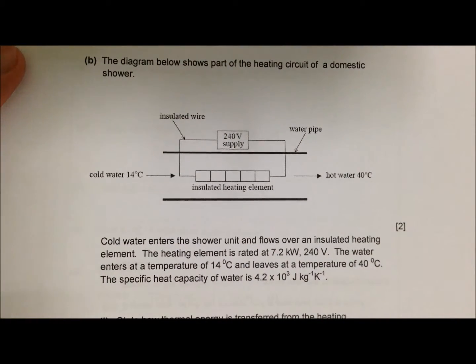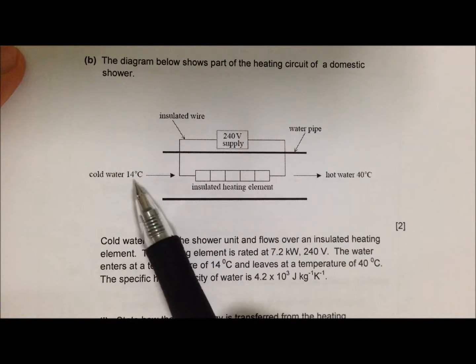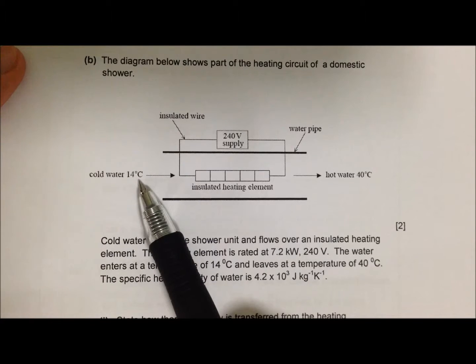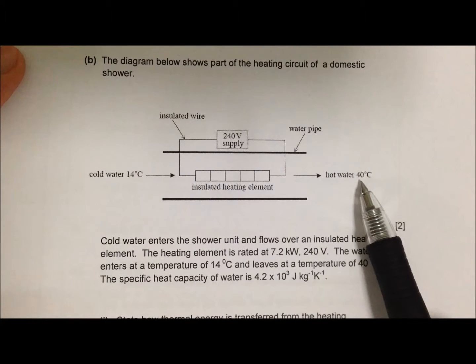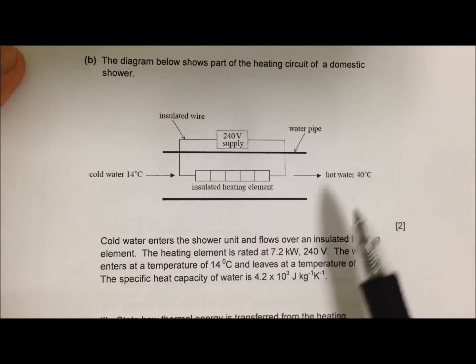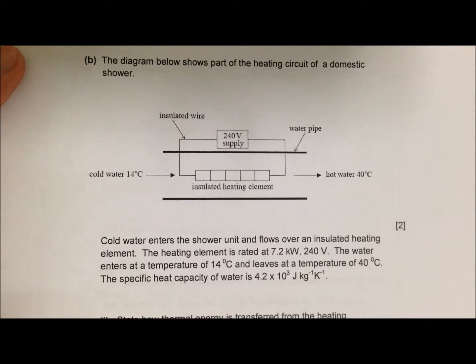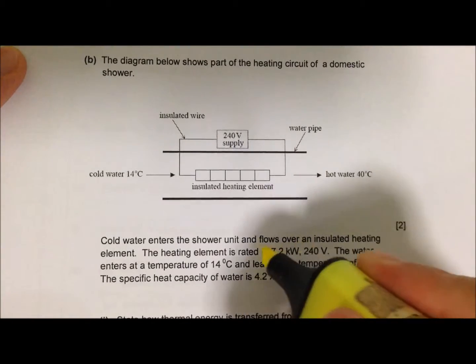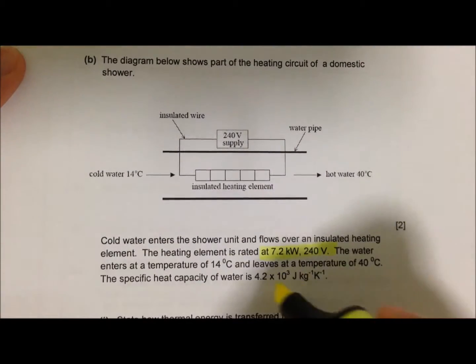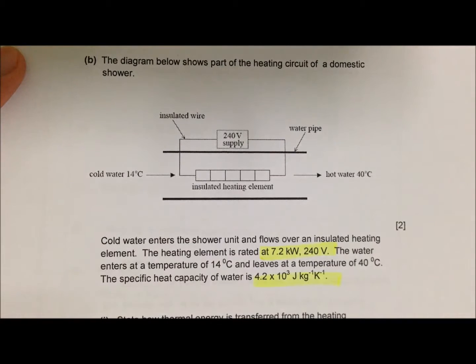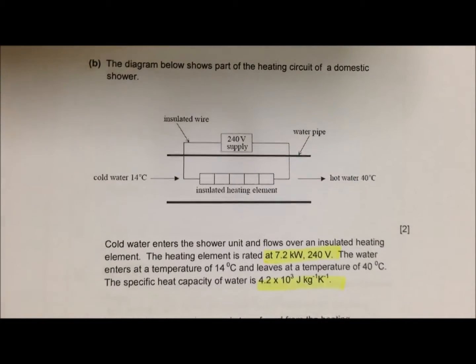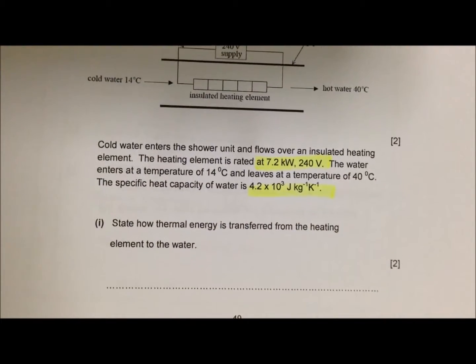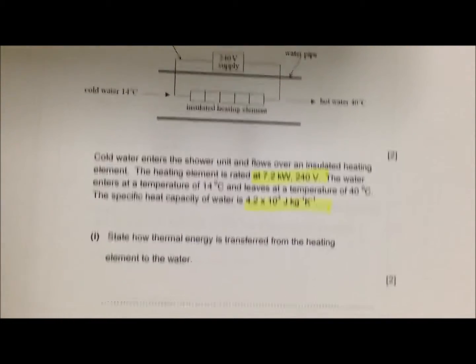You are given a heating circuit, and you're saying that cold water at 14 degrees C is being heated up to 40 degrees C. You were given some information. This is going to be useful. So the heating element is given by this, and the specific heat of the water is given by this. So state how the thermal energy is transferred from the heating element to the water.